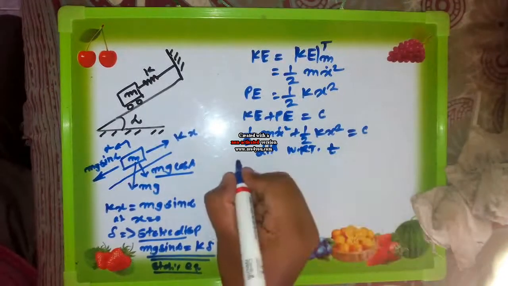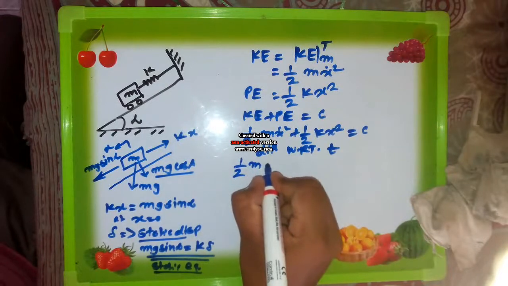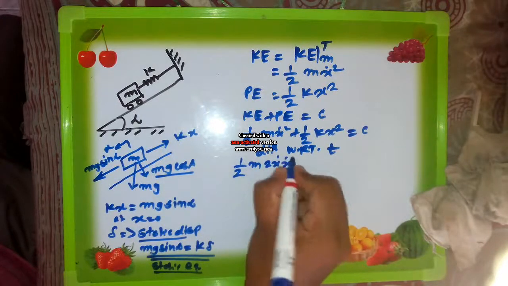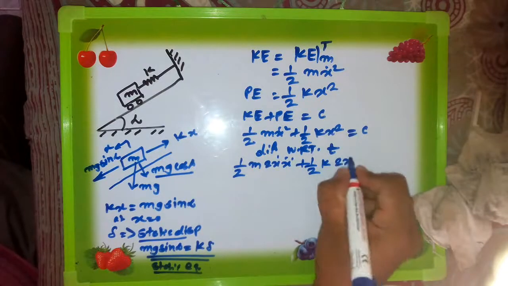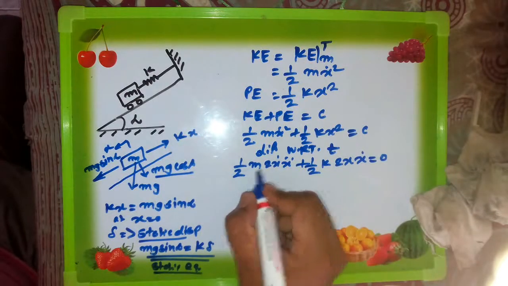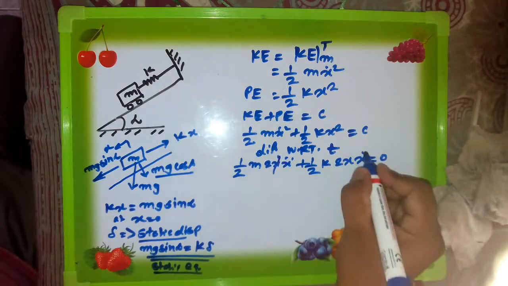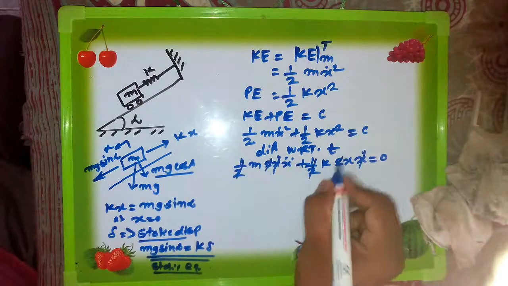Okay, so what I get is 1/2 into this mass m into 2x dot into x double dot plus 1/2 into this k into 2x into x dot is equal to 0. So finally this x dot term and x dot term will cancel out. 1/2, 1/2, this 2 and 2 cancel out.